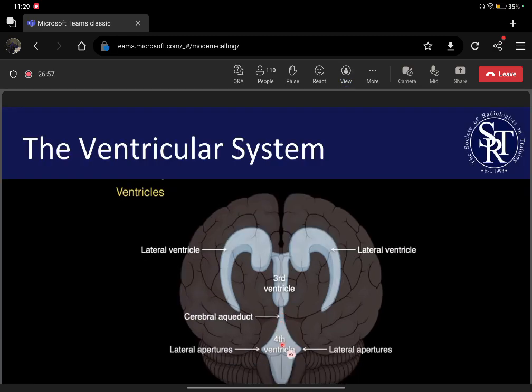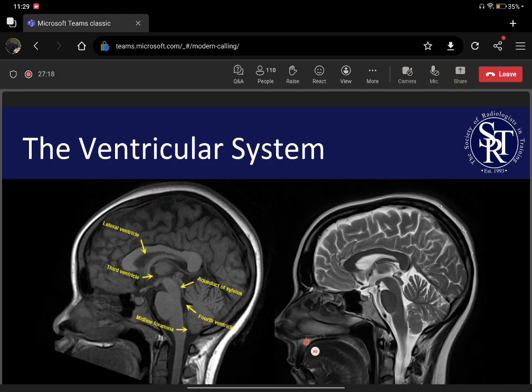And we can see here these lateral apertures. They are known as the foramen of Luschka, and they link the fourth ventricle to the cerebellopontine cistern. Along with the median aperture, which we'll see a bit later, these are three sites that the CSF can leave the fourth ventricle and enter the subarachnoid space.